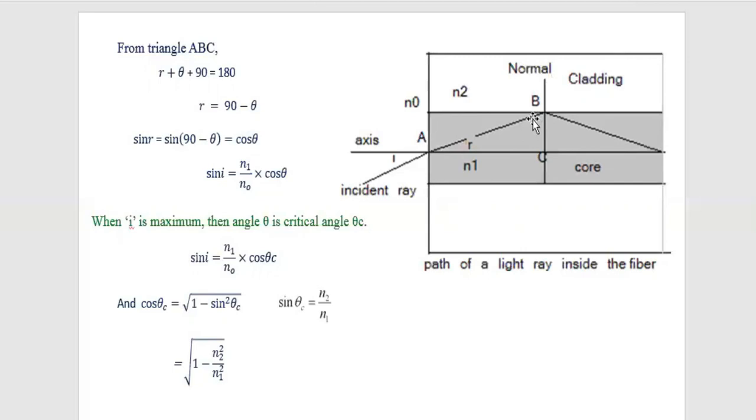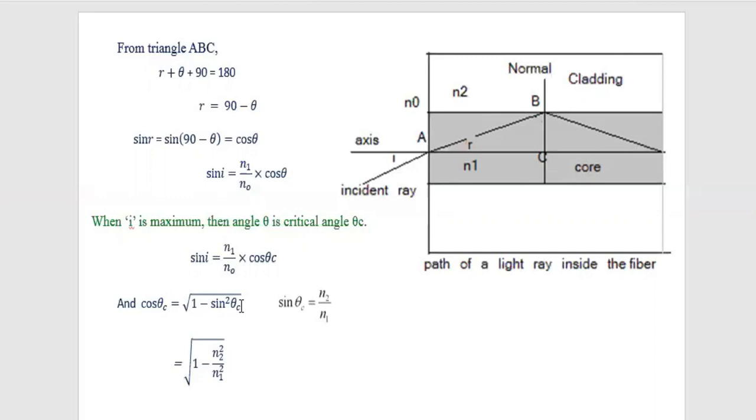If this angle is the critical angle, then that is the maximum angle at which light enters at the air-core interface. So I maximum is the acceptance angle, where the angle of incidence at the core-cladding interface becomes the critical angle. So at the critical angle, I becomes I maximum. So sin I maximum is equal to n1 by n0 into cos theta c. Now taking the trigonometric relation, cos theta c is equal to root of 1 minus sin square theta c, where theta c is the critical angle.